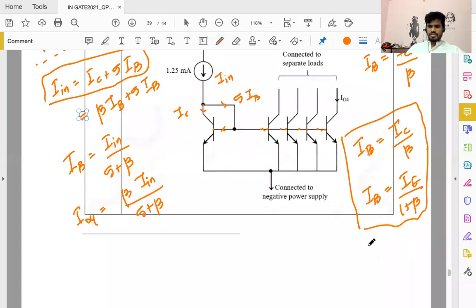And you might note one more relation here. Using these two, you could easily see that IE is beta IB plus IB. So actually IE is, notice, beta IB, that is IC, plus IB. That is, the current here is the current here plus the current here.